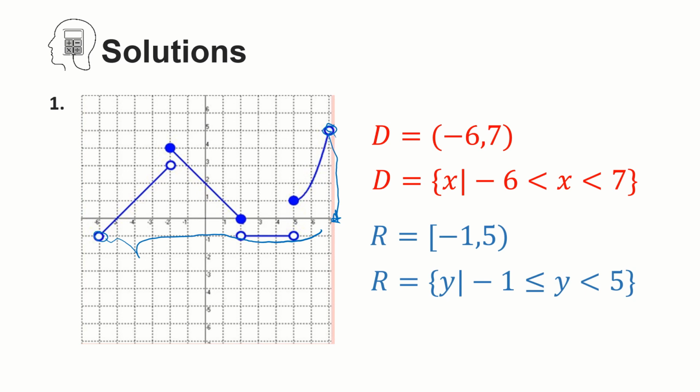So for the set builder notation, y such that y is greater than or equal to negative 1, because negative 1 is included, and then less than 5 because 5 is not included. So here is our y is equal to 5. Here is our y is equal to negative 1.